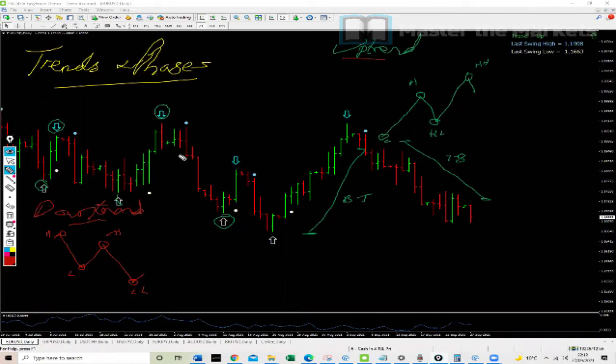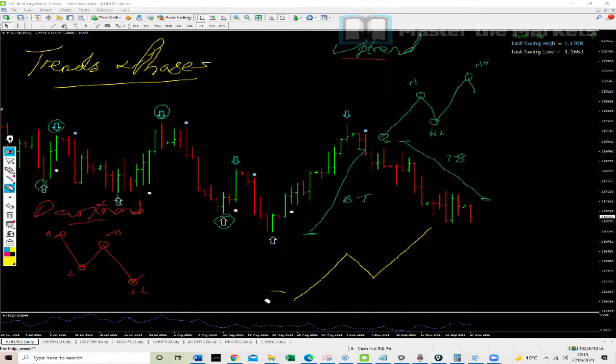So moving on to phases. Within a trend, we have phases. And that's defining this up move here, and then the retracement or the down move here, and then the following impulse move, extension, or up move.